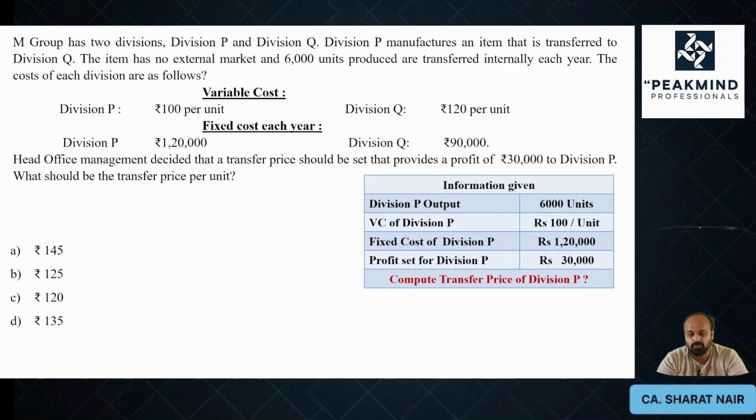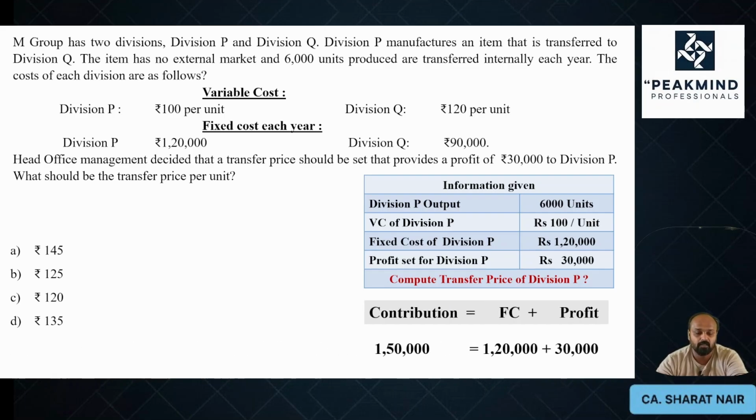Division P as of now is currently able to generate 6,000 units of output. The variable cost to manufacture is rupees 100 per unit. The fixed cost which division P incurs is 1,20,000, and the profit which the company wants to set for division P is rupees 30,000. Now, what is asked is, after considering all this information, what should be the transfer price for division P. See here, we know that contribution is equal to fixed cost plus profit. So in this question, 1,20,000 is given, 30,000 is given. So my contribution will be what? 1,50,000.